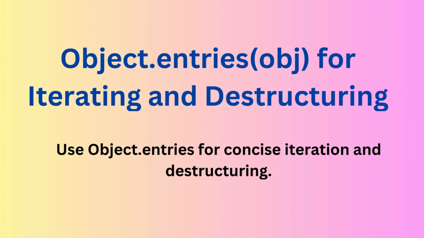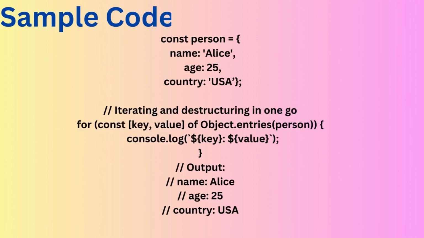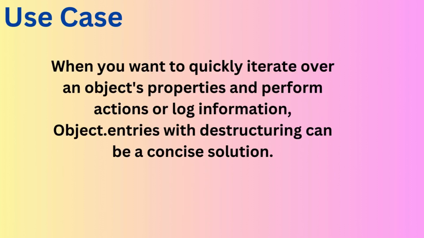Object.fromEntries creates an object from an array of key-value pairs, entries. Use case: when you have key-value pairs in an array format, for example from a form serialization, Object.fromEntries can be used to convert it into an object.